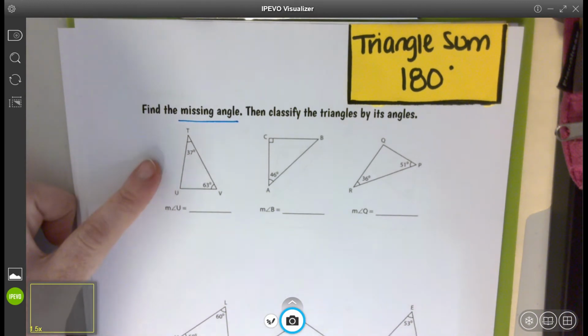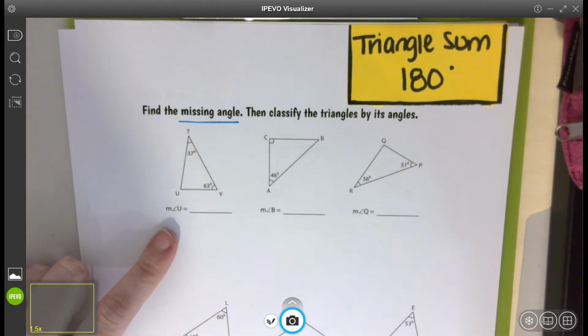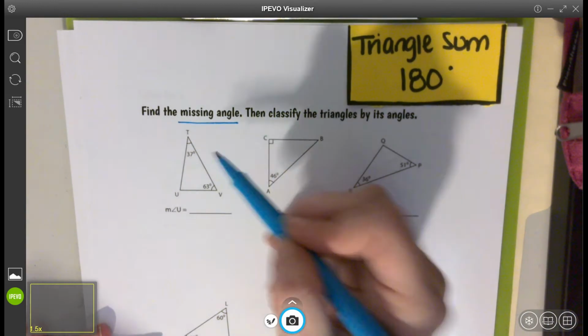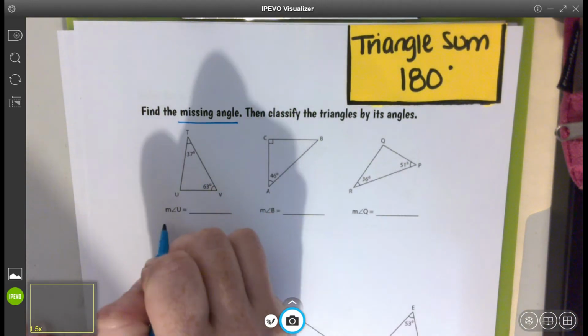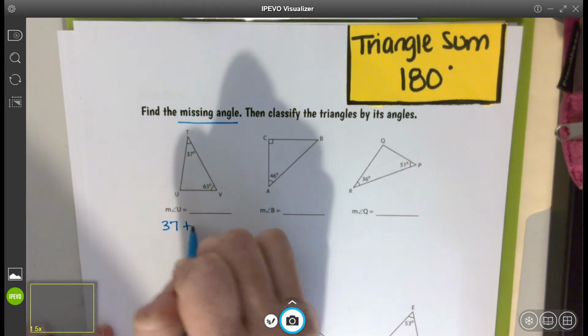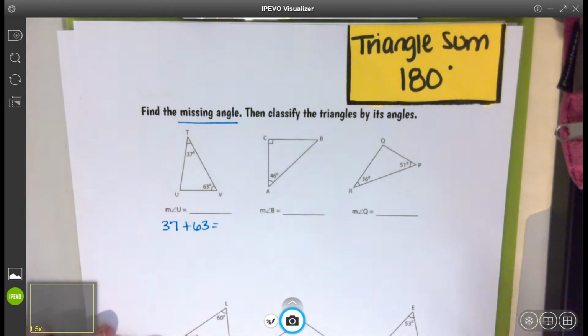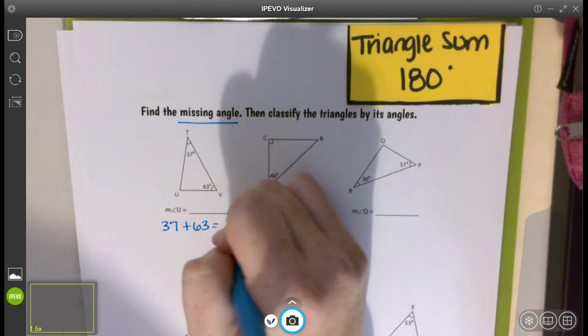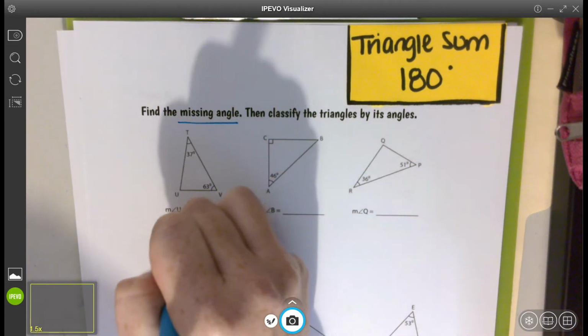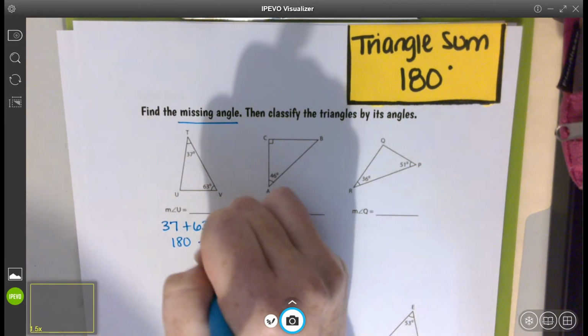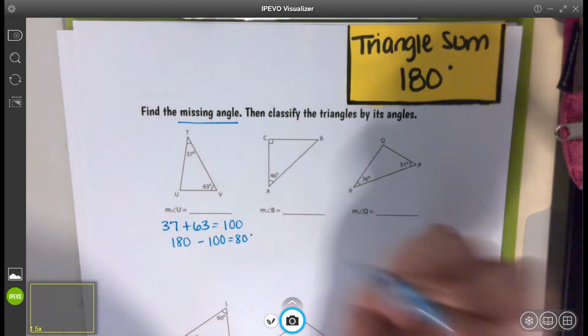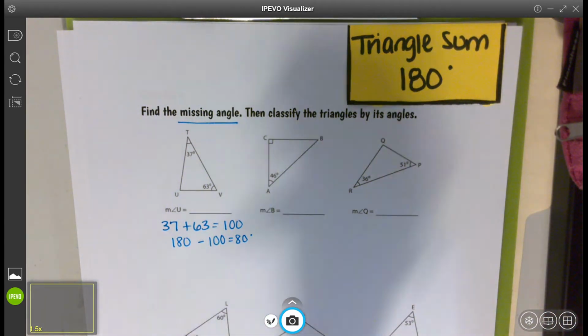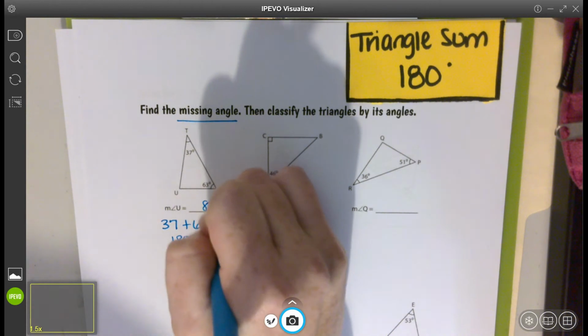So the very first one, it says to find the measure of angle U. So here I have my 2 given angles. So I have 37 plus 63. I like the second method better, the one that I showed. That's just a personal preference. Again, you can choose either one. So 37 plus 63, that makes it 100. 180 minus 100 gives me 80 degrees. So angle U that's missing is 80 degrees.